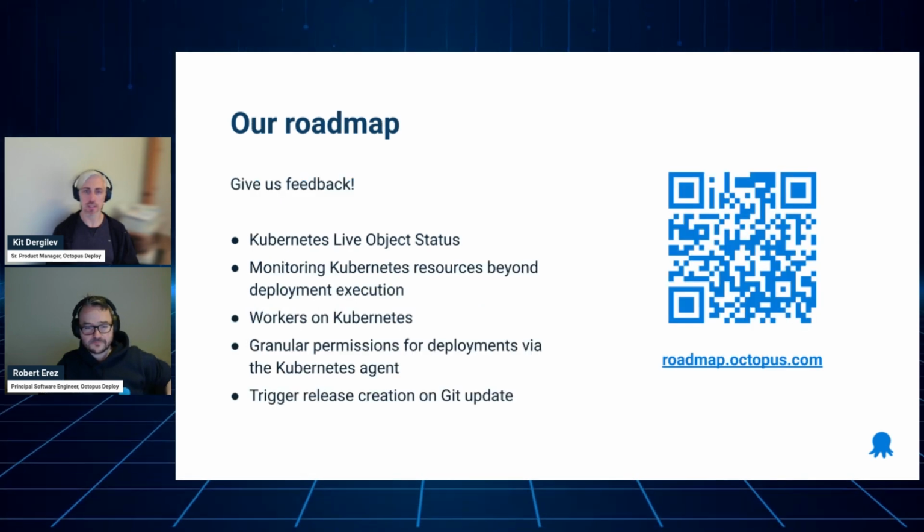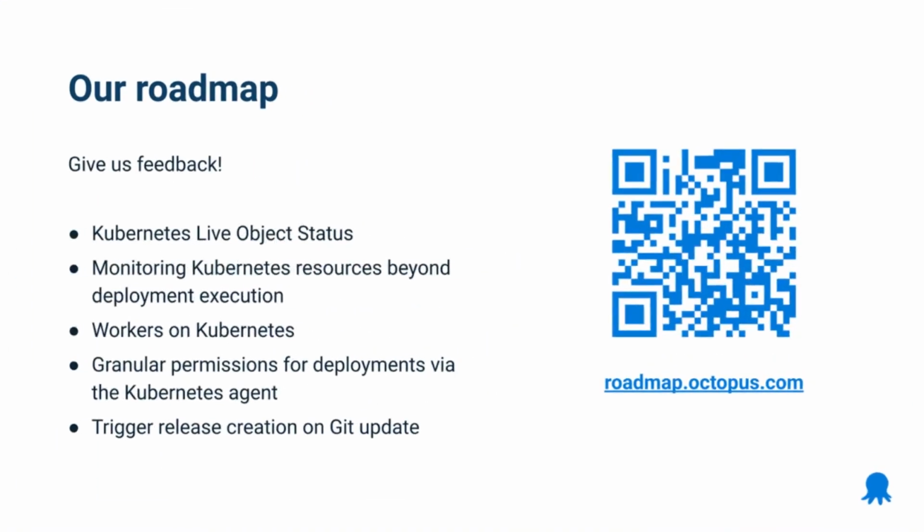Next slide. Finally, our roadmap. We're constantly developing new things for Kubernetes in Octopus. Right now, we're working on live object status. Rob showed you object status, where you can observe the changes in a deployment. We want to make it live, so you can go there and see it happening in real time, even after the deployment is done. We have more advanced ideas about general monitoring of Kubernetes resources and debugging.